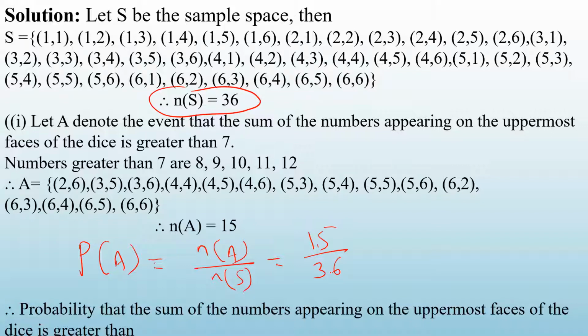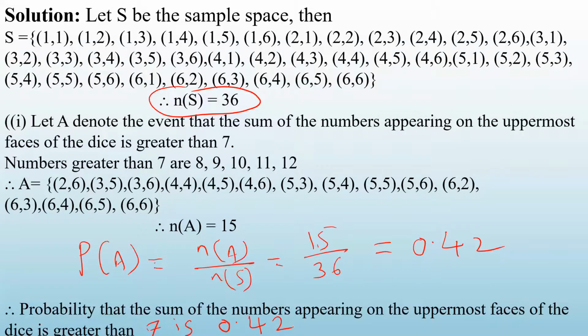0.416. So 0.41666 is coming. So 0.42 you can say. Okay. So approximately it is 0.42. So what we have got? Therefore, finally you can conclude the probability that the sum of the numbers appearing on the uppermost faces of the dice is greater than 7. So what is that probability? The probability is 0.42. Correct? So we have completed the first question.